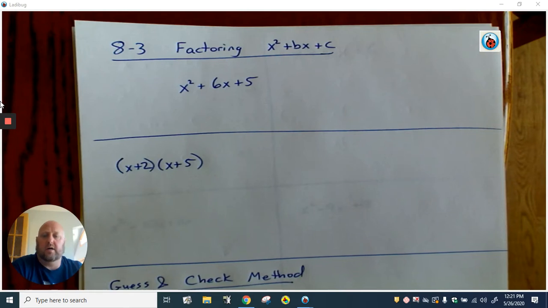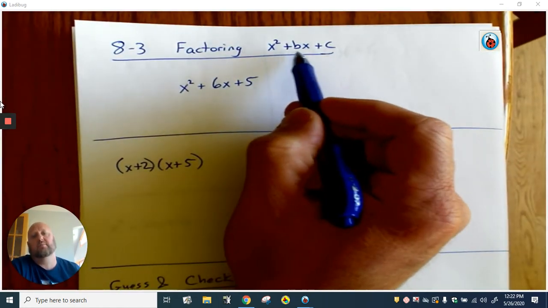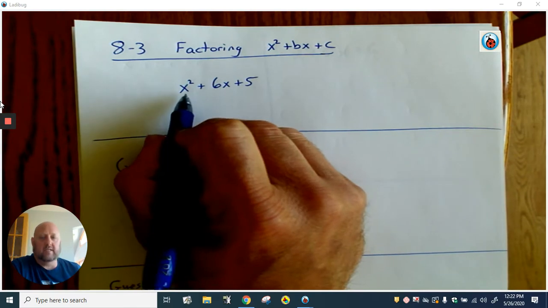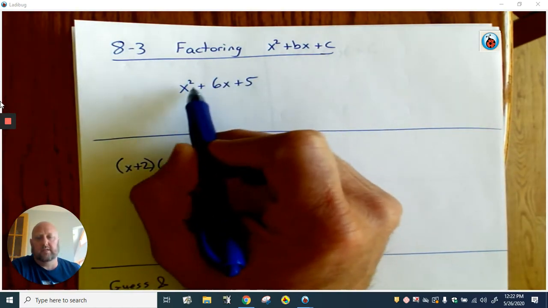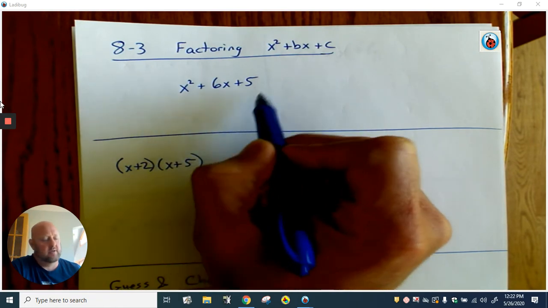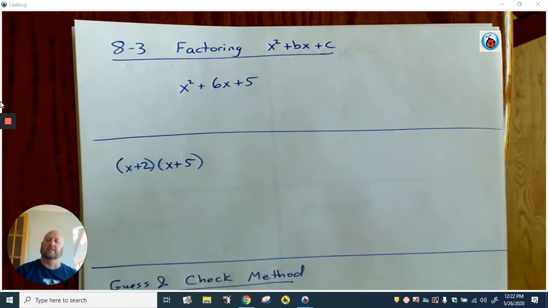How's it going? Today we're going to talk about section 8.3, factoring things in the form of x squared plus bx plus c. So an example of where the b and the c, it would look something like this: x squared plus 6x plus 5. So this is our goal. How do we deal with something like this?